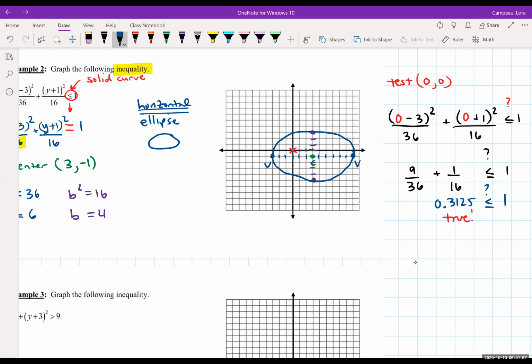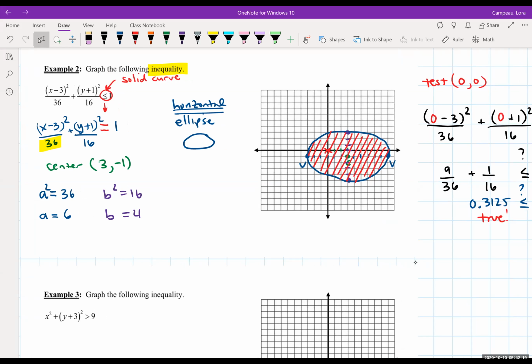So if you're getting a true statement, what does that mean? We're going to shade the region that contains our test point. So that is inside the ellipse. So there's my shading. And we have just graphed our inequality. I'll see you in the next example.